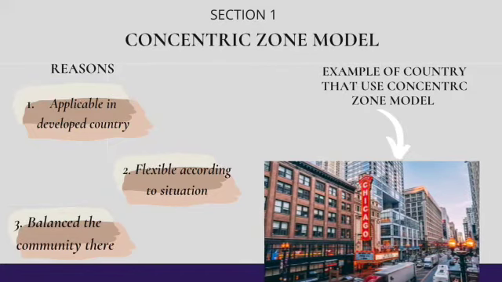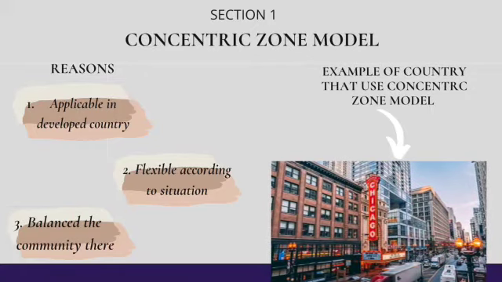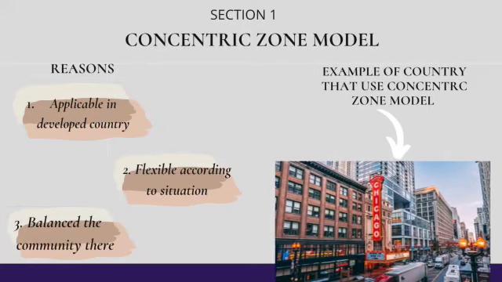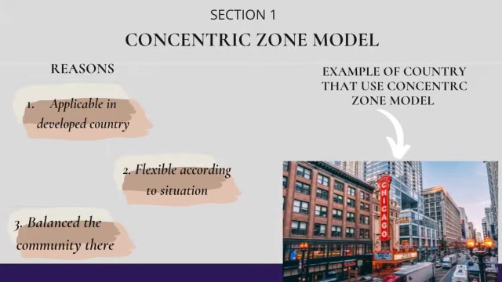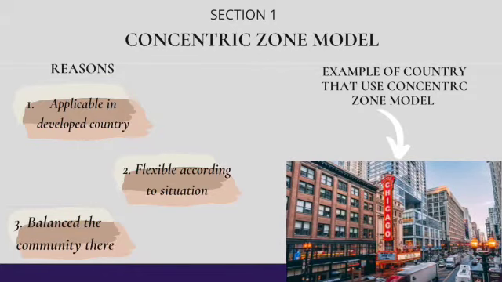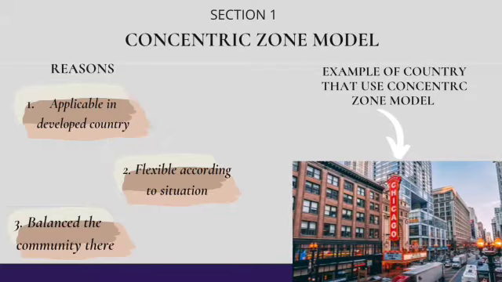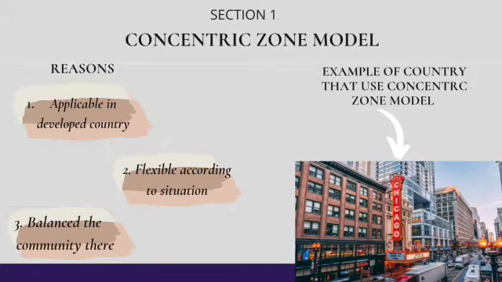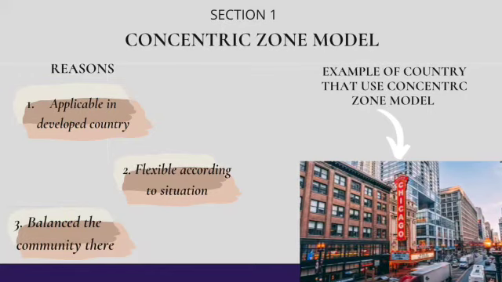The concentric zone model was created by sociologist E.W. Burgess in 1925. There are 5 zones in this concentric zone model. There are 3 reasons why I chose it. Firstly, it is applicable in developed countries.